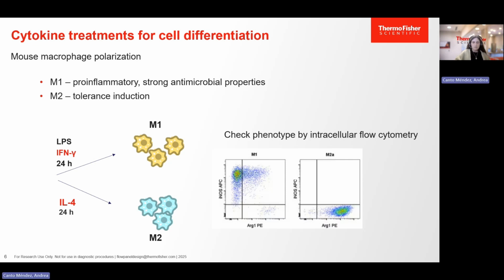To check that the protocol was performed successfully and we obtained the cells that we wanted, we can, of course, check the phenotype using flow cytometry, in this case, intracellular flow. Here you can see how our M1 macrophages are mostly positive for iNOS, while they are mostly negative with only a small percentage of positive cells for arginase 1. On the other hand, if we check the M2 macrophages, we can see that they are all positive for arginase 1 and none of them expresses iNOS.